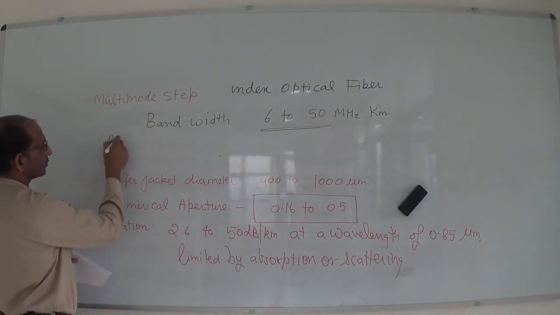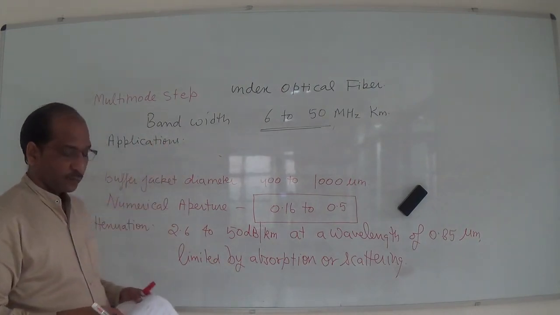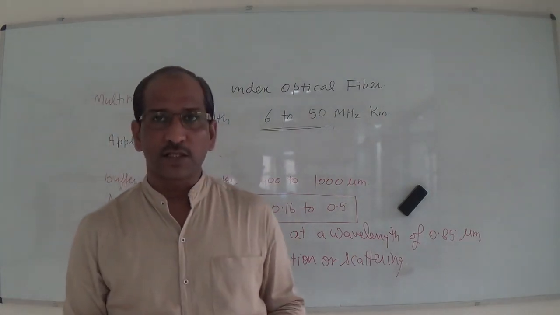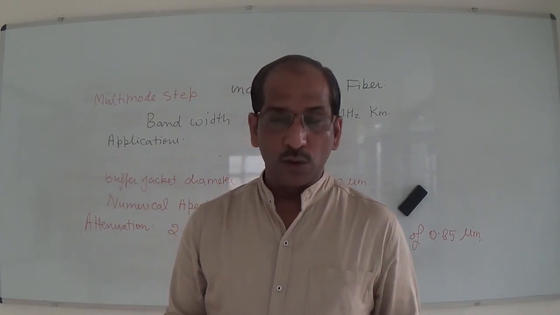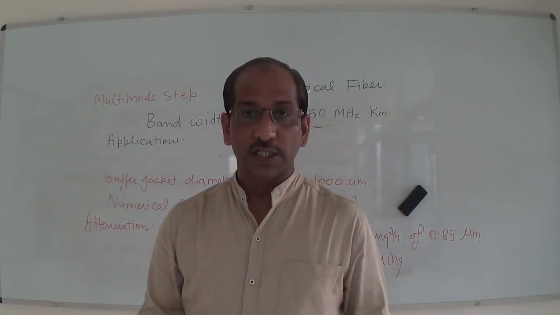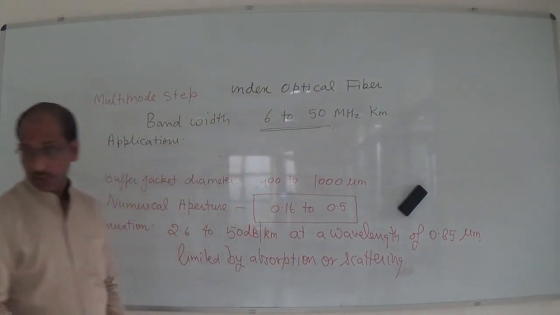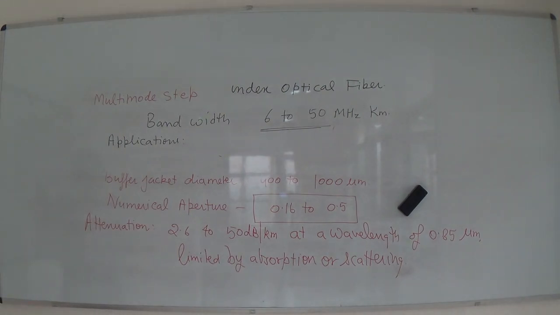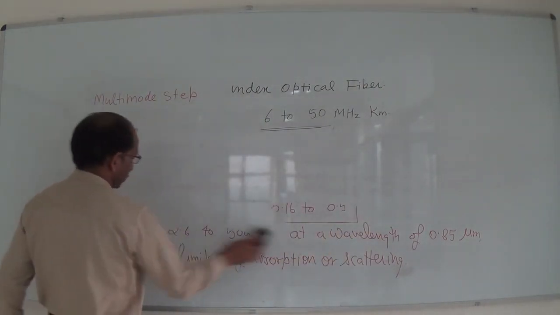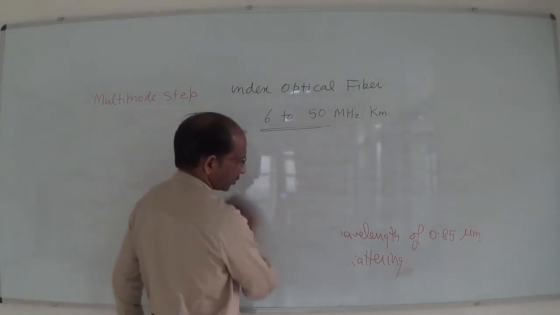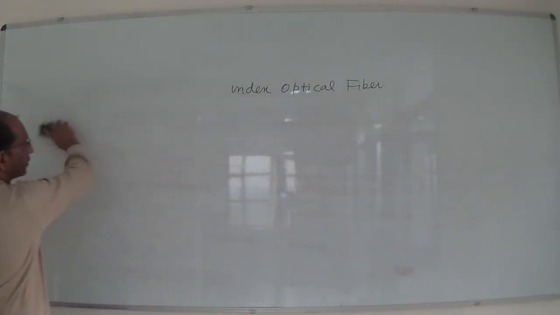And applications: these fibers are best suited for short distances, limited bandwidth and relatively low cost applications. So for these short distances we use multi-mode step index optical fiber. And now the multi-mode graded index optical fiber. What are the dimensions for the core, cladding and coating, and then about the numerical aperture and bandwidth.